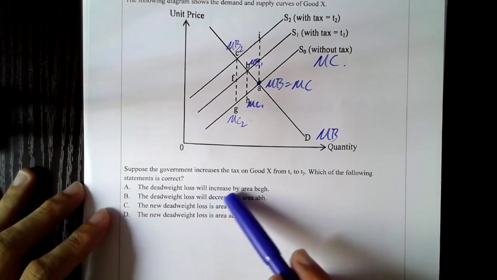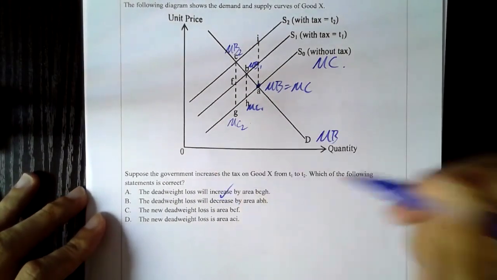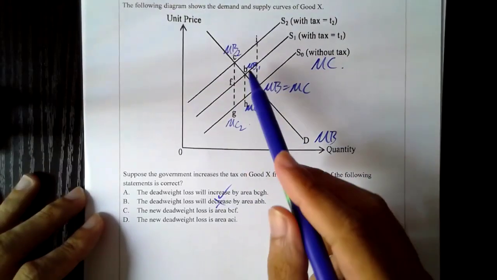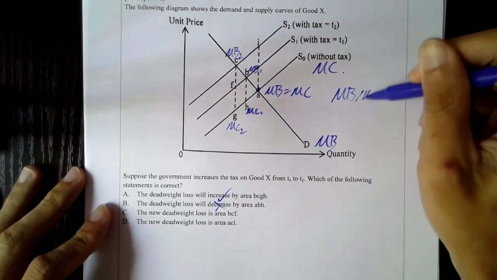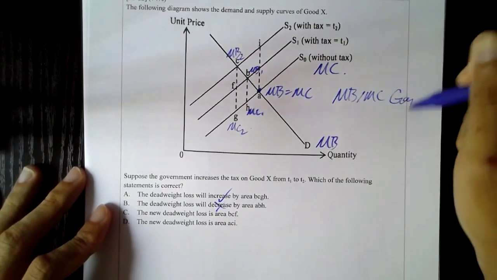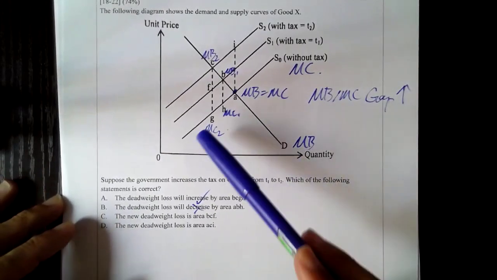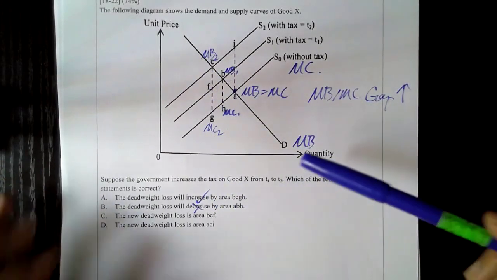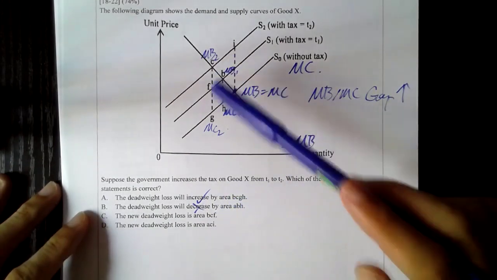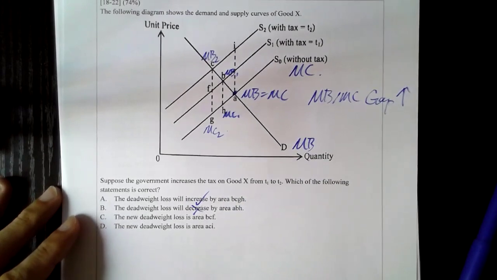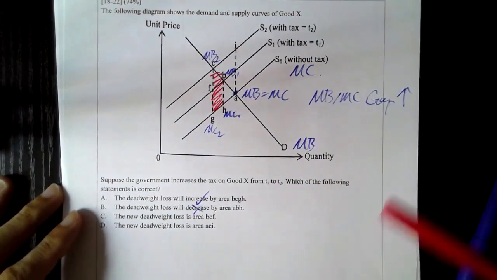The deadweight loss will increase. Now, first of all, will it increase? Yes, it will increase. Of course, so decrease must be wrong. We know because the gap, you see the MB MC gap will increase. So here you see it has increased, right? By B C G H, which is here. Is it correct? Yes, it is correct.